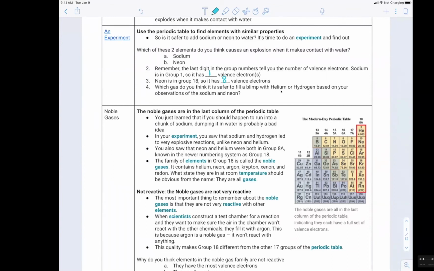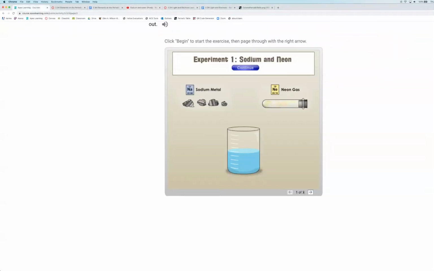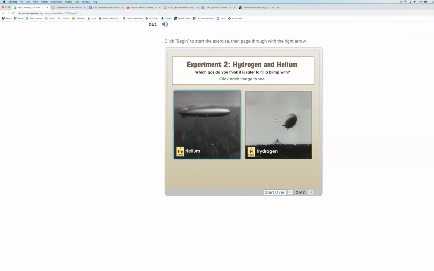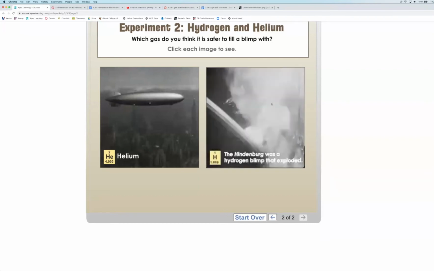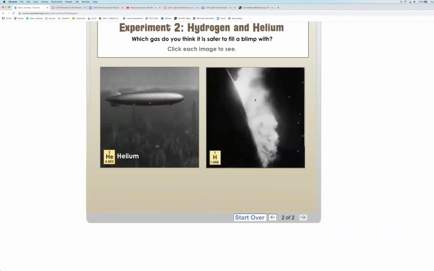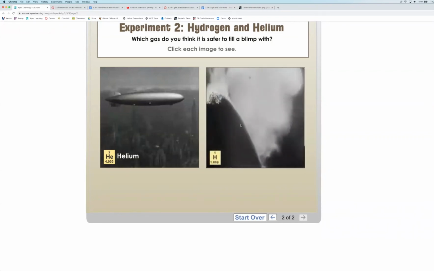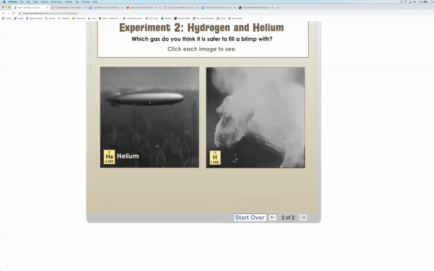You fill up your balloons with helium, so obviously helium can't be dangerous, and it's in that same column as neon. So most likely helium is going to be safer than filling with hydrogen. You can see here as well, if you fill a blimp with hydrogen, it's pretty reactive, and this hydrogen blimp caught on fire and exploded. So based on your result, you can see that some elements are very reactive, like hydrogen and sodium.